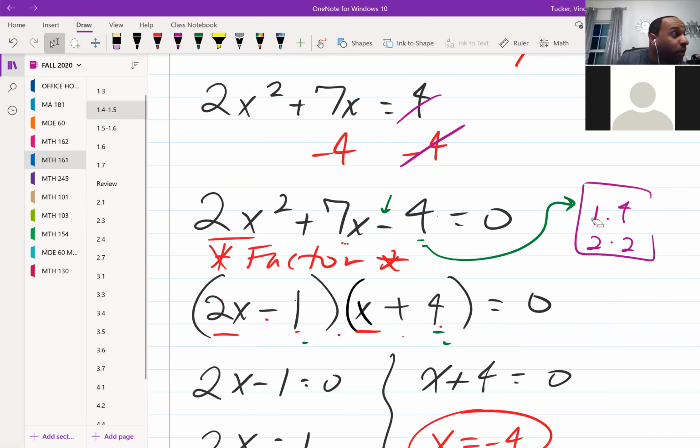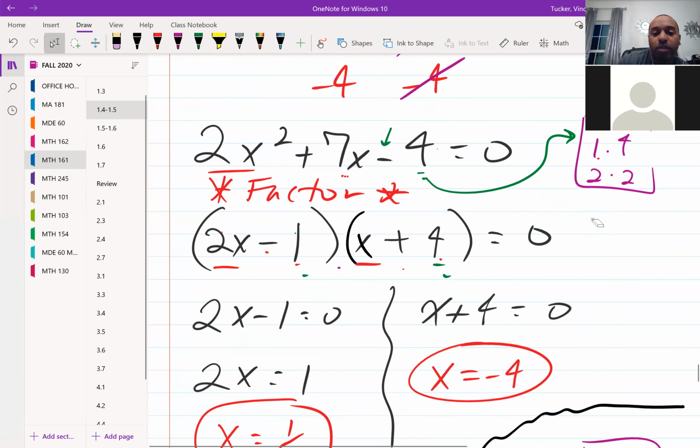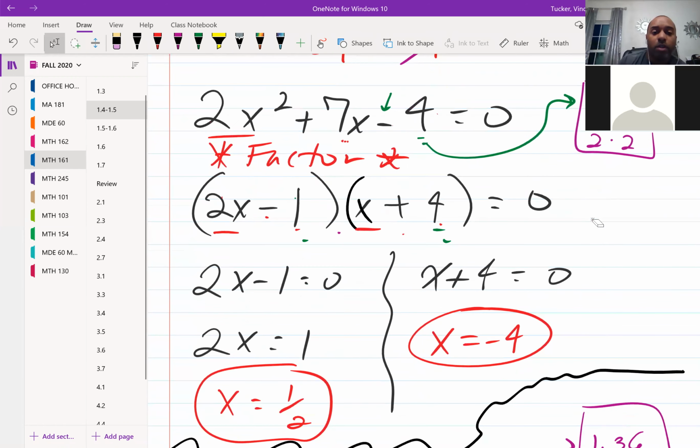Once you've established that you have the correct factorization, go ahead and set each piece equal to 0 and solve. So 2x minus 1 equal to 0. Add 1 to both sides, divide by 2. That'll be 1/2. And then subtract 4 from both sides. X equal to negative 4.